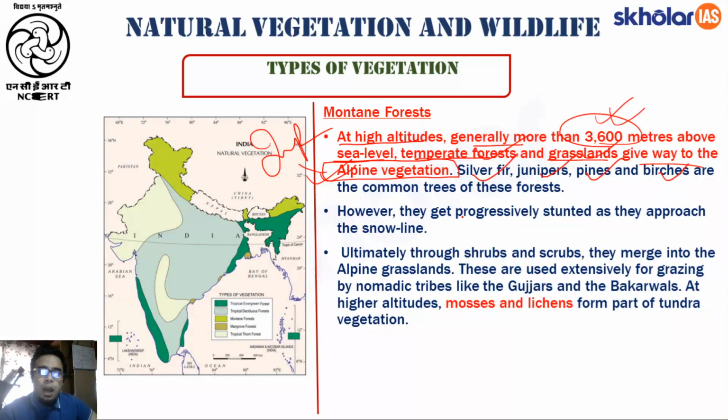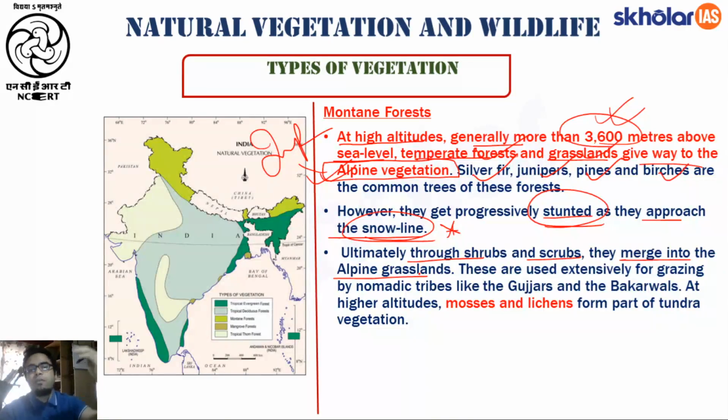Fine. Now, however, they get progressively stunted as they approach the snow line, because in the snow line your temperature is very, very low, and because of this extreme climatic factors, it is very difficult for vegetation to survive, and therefore even if there is vegetation found there, it is highly stunted in nature. And ultimately through shrubs and scrubs they merge into the alpine grasslands.